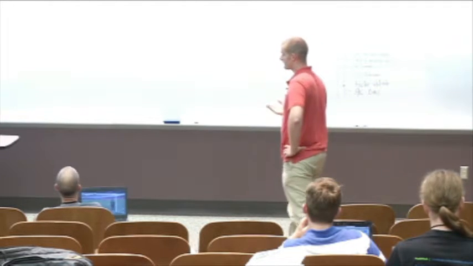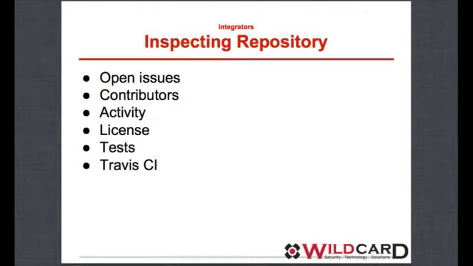How many contributors does it have? Is there more than one person that makes releases? That's a good thing. And recent activity, license, obviously, and does it have tests? Does it do Travis CI? And Travis CI, it's called continuous integration. Every single change that's made to the product will automatically test and make sure that the tests aren't breaking and stuff.